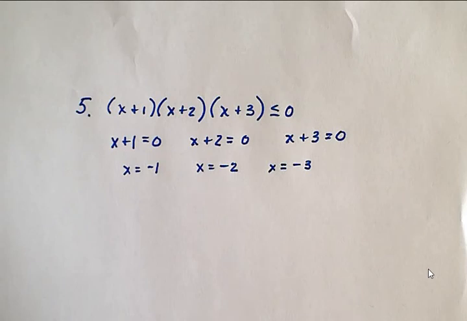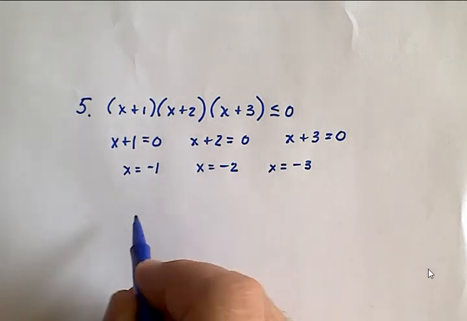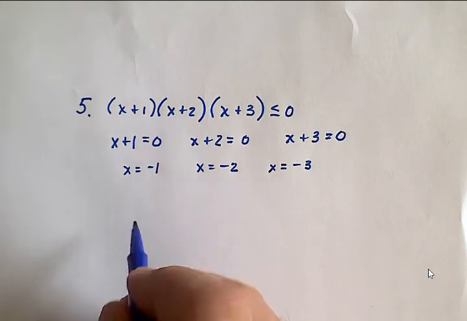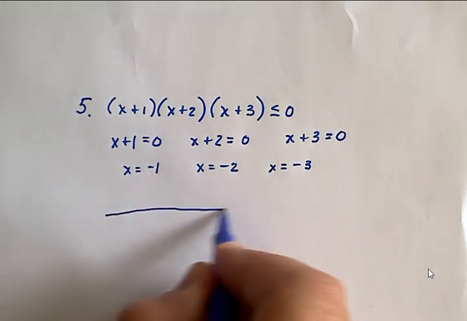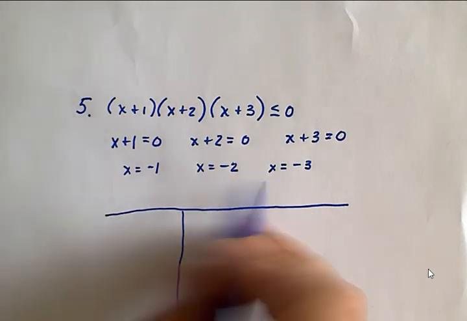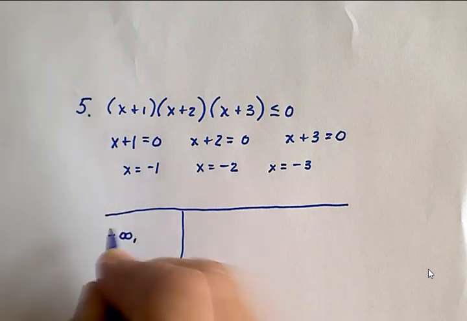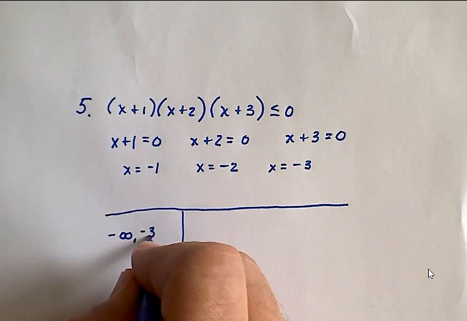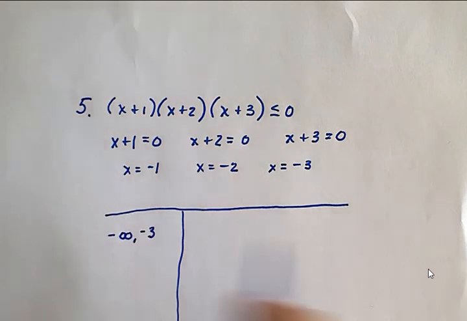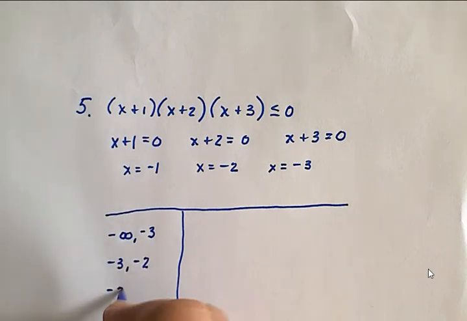But either way, now that I have intercepts, I want to know what happens in between and beyond those. So this is where we make up the table. And in this table, I create intervals using these numbers. So clear out here to the left is negative infinity. And as I come in closer and closer, I get to negative 3. And then negative 3 goes to negative 2. Negative 2 goes to negative 1. And then negative 1 goes to positive infinity.